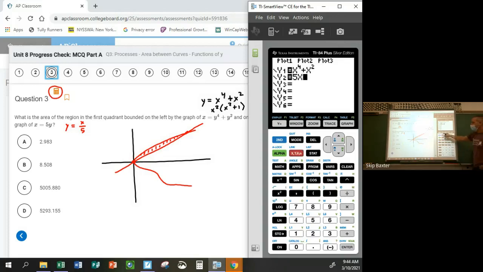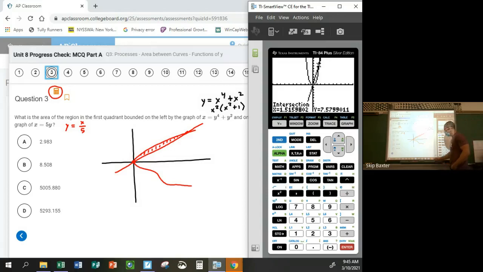So I'm going to graph them. I'm just going to do zoom standard, and then I'm just going to do second calc intersect. I know one point of intersection is 0, so I don't have to do that one. I do this other one. So first curve, second curve, guess. So it's 1.516. That's actually this x value right here. 1.516. But remember, when you're doing it on your calculator, that's now saved as x.